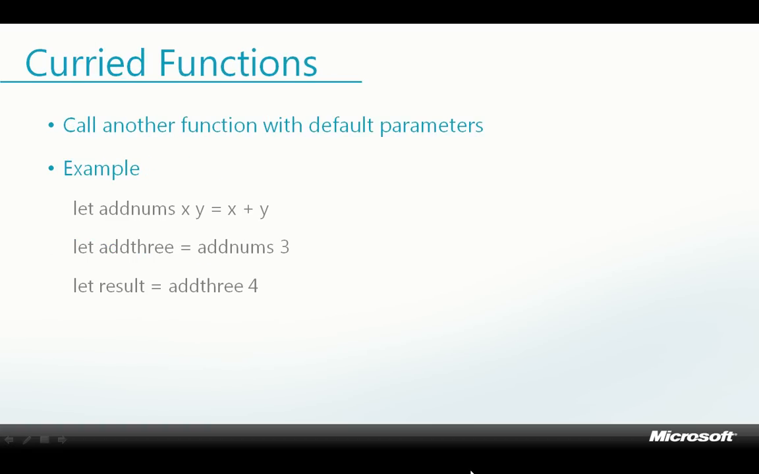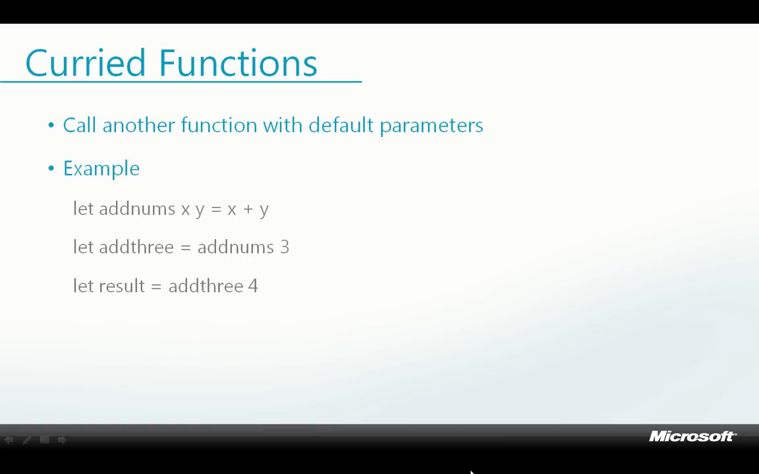Curried functions are functions that call another function and provide one or more parameters to that other function as a default. So a curried function lets you call that other function a little more simply by providing only the non-default parameters. So suppose I have this function here, add nums, that will add any two numbers. If I find that for some reason I often need this to add 3 to a number, I could curry a new function like it shows here, where I say let add 3, that's the curried function, equal add nums 3.